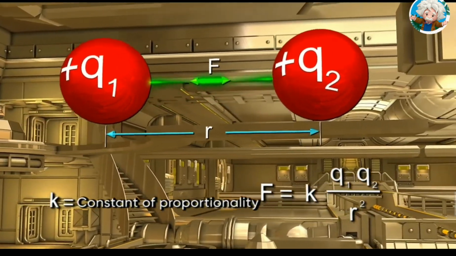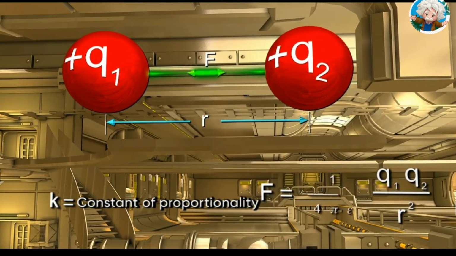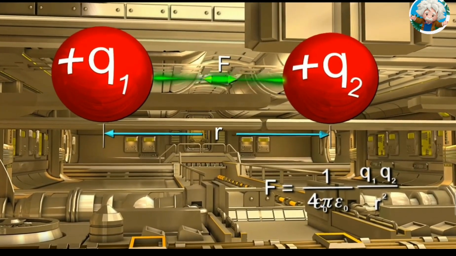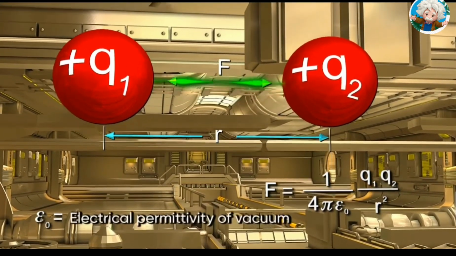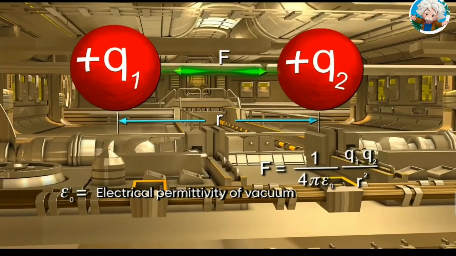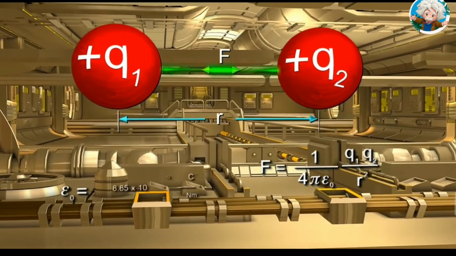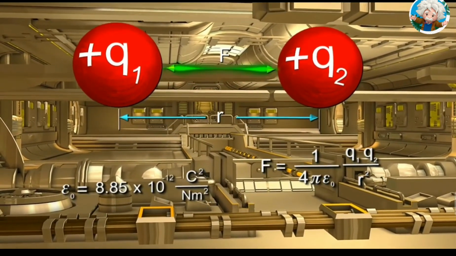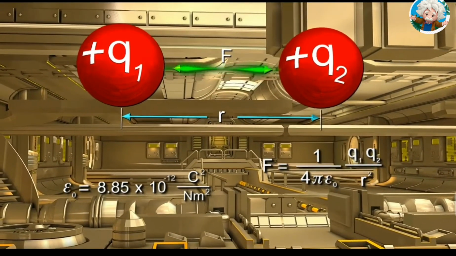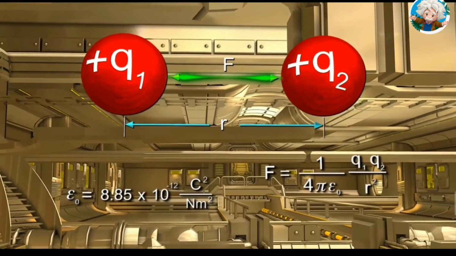When the charges are placed in a vacuum or in free space, K is equal to 1 upon 4 pi epsilon 0, where epsilon 0 is the electrical permittivity of vacuum, or the permittivity of free space. In SI units, its value equals 8.85 times 10 to the power minus 12 and has the unit Coulomb square per Newton meter square.